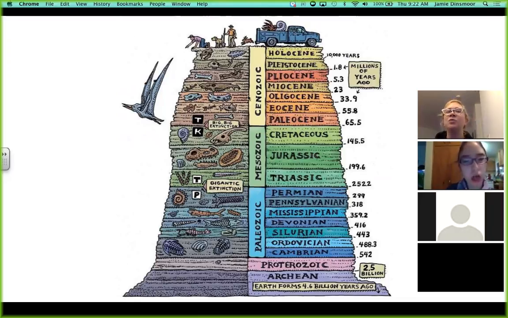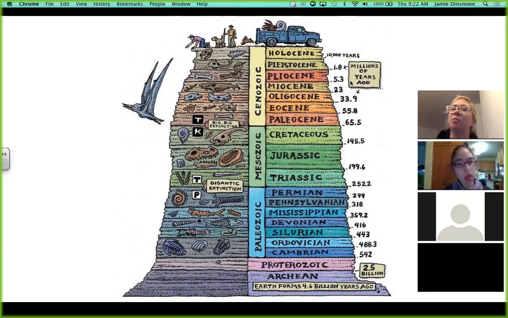And then as we go down, we get older and older and older until we finally get to when Earth formed 4.6 billion years ago. And that's a great way to think about fossils, right? The deeper you go in the Earth, the older the fossil is. So if we pick a fossil from down here, that's an old fossil, versus if we barely dig in the Earth and we get a fossil, it's a newer fossil.